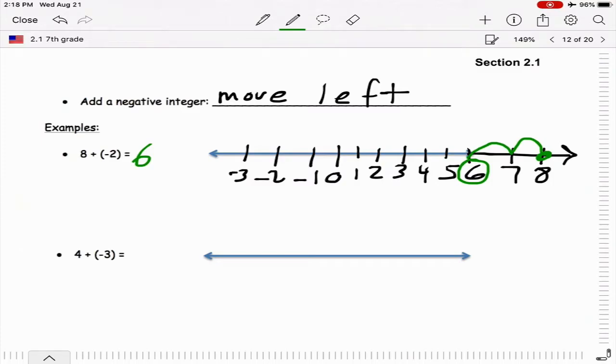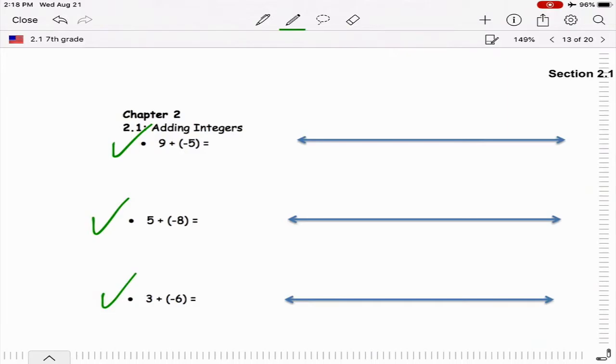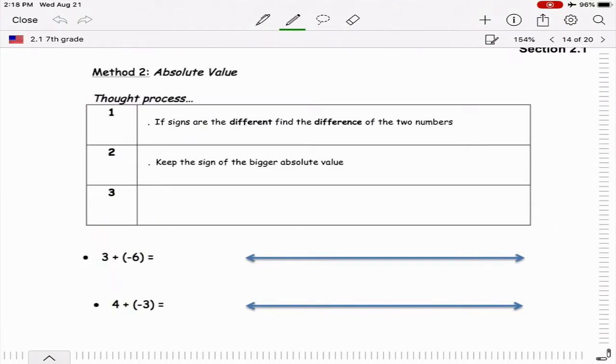Again, try the graphing method. Go ahead and do this example here and these 3 examples here. Please, once again, try the graphing method. I just want you to understand what you're doing first before you go into the faster way, which is the absolute value method. Alright, so now we can do the absolute value method.